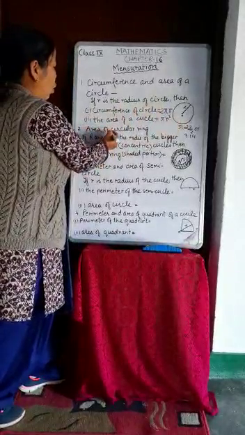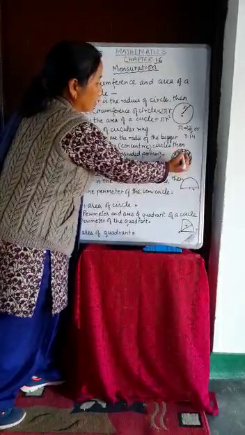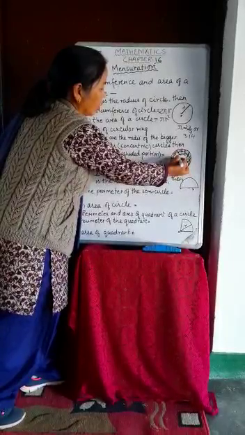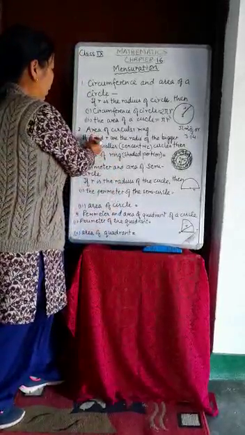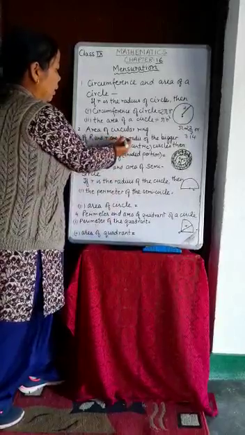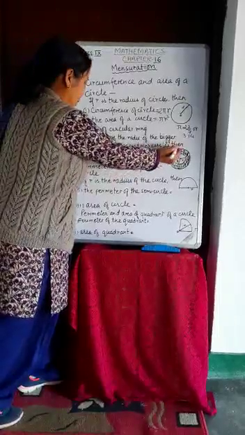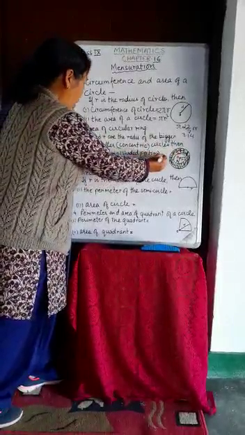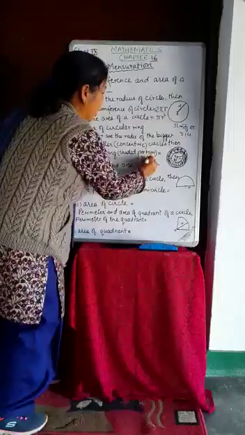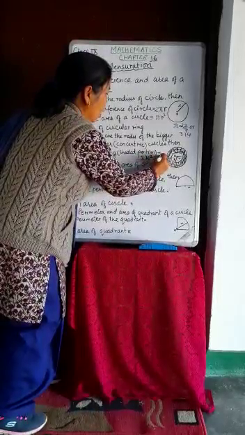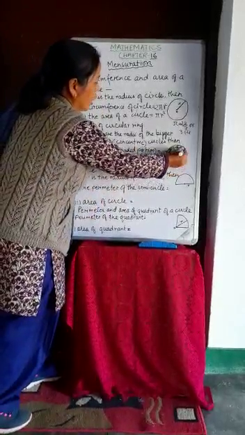Second, area of circular ring. If you see this figure, two circles are there, two concentric circles. Concentric circles means whose center is the same or common. So if capital R and small r are the radii of the bigger and smaller concentric circles, then the area of the ring or the shaded portion is equal to pi times capital R square minus small r square. This is the formula to find the area of the ring. Area of ring means this shaded portion.